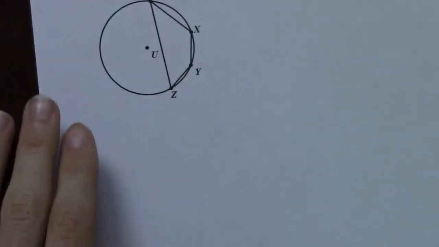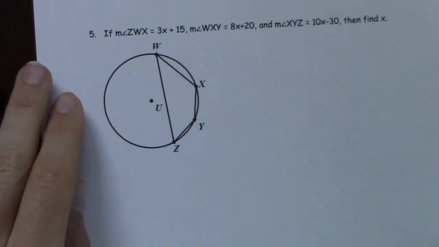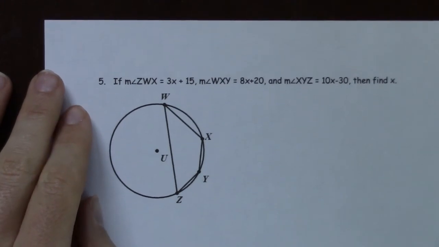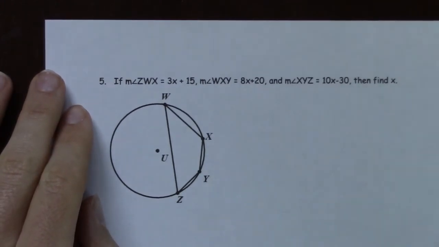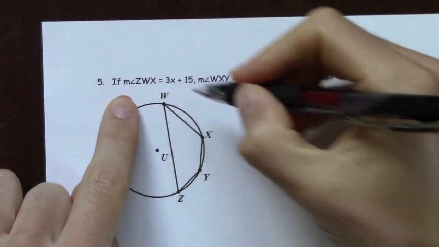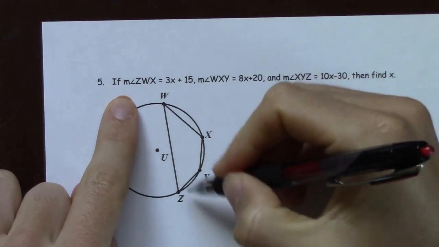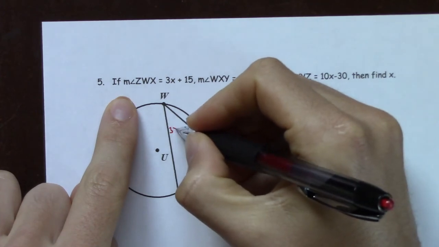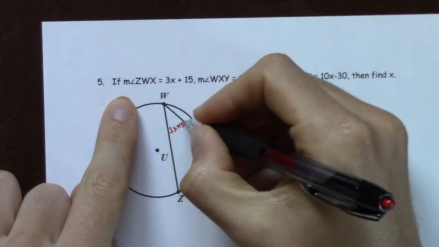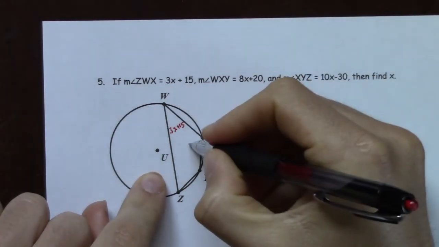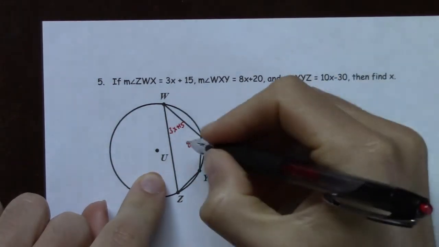And then there's one to go, and this one always has a little bit of fun, because it uses a detail that we've almost always all forgotten, especially this time, seeing as how this distance learning thing leaves a little to be desired. Anyways, ZWX tells us that this right here is 3x plus 15. WXY tells us that this is 8x plus 20.